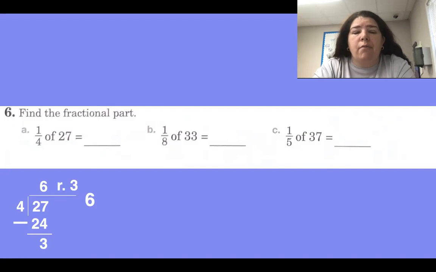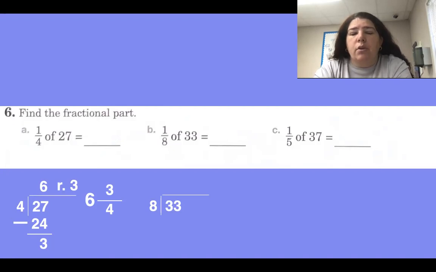But we could also put that remainder as a fraction. Our fraction will look like this, 3/4. We've done this before. 3 are left over, 4 is the denominator. Your answer should be 6 3/4. Try one more. 33 divided by 8 equals 4, and 4 times 8 is 32. 33 minus 32 is 1, so that would be a remainder of 1. But if we write it as a fraction, you're going to have 4 and 1 over 8.